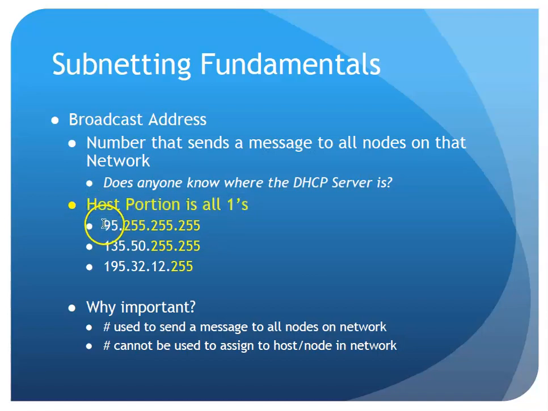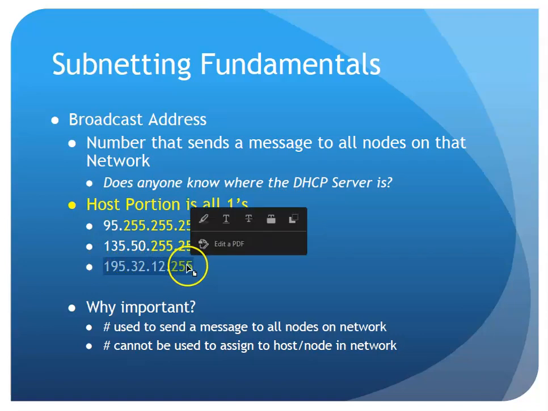So 95.255.255.255 will be a Class A broadcast address for that 95 network. 135.50.255.255 is a broadcast address for this Class B 135.50.0.0 network. This would be the broadcast address for that network. And for this Class C network, the 195.32.12.0 network, if we set this last octet to 255, that would be a way to get a message to everybody on that network.